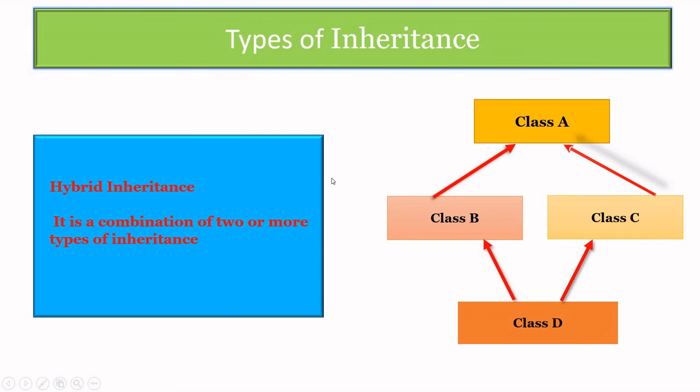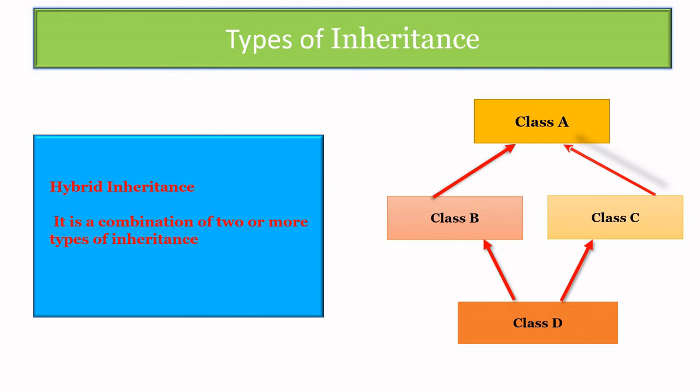The next type of inheritance is called hybrid inheritance. Hybrid, as the name itself implies, is a combination of two or more types of inheritance. In this illustration we are implementing two types of inheritance. In level 1 we have a hierarchical inheritance. In level 2 we have a multiple inheritance. What is meant by multiple inheritance? When one child class inherits the properties of more than one base class, that is called multiple inheritance.